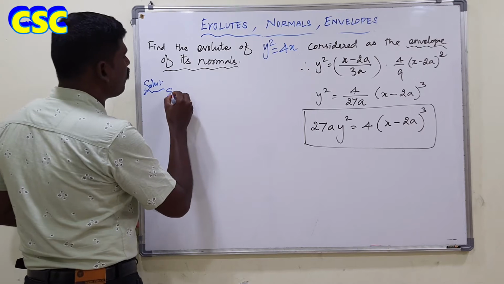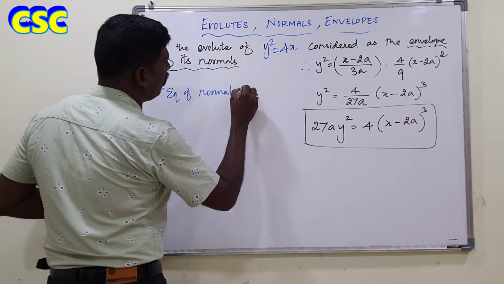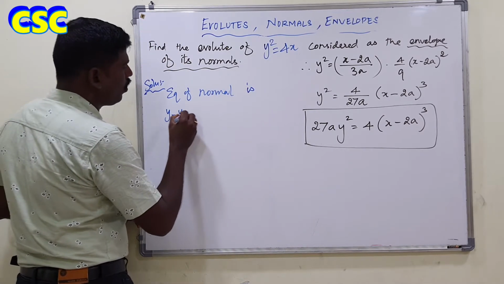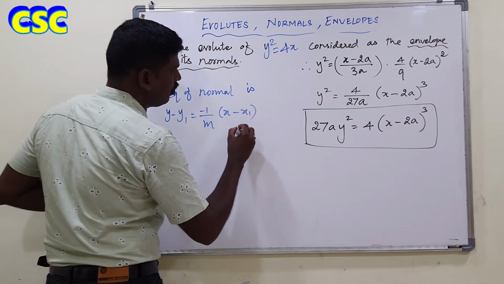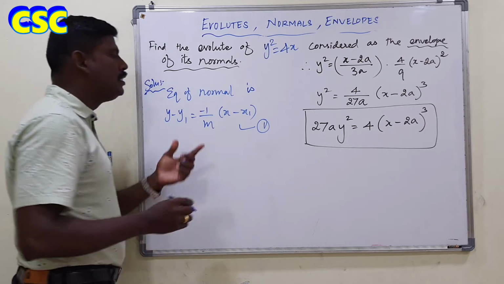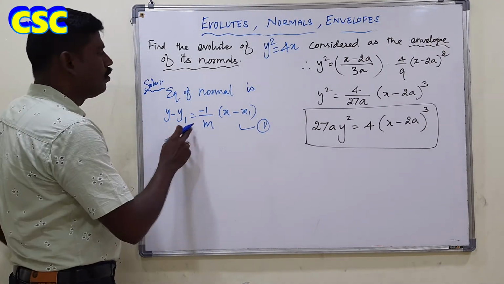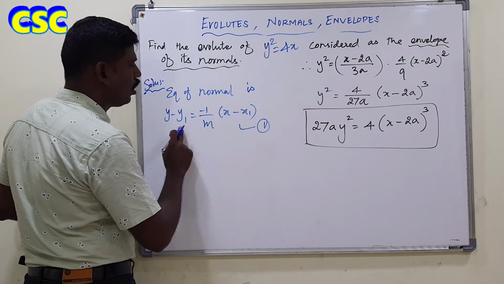So the equation of the normal is: y minus y1 equal to minus 1 by m into (x minus x1). I call it equation 1. This is the general form of the equation of the normal to any curve: y minus y1 equal to minus 1 by m into (x minus x1). Now I am going to find x1, y1 and m.